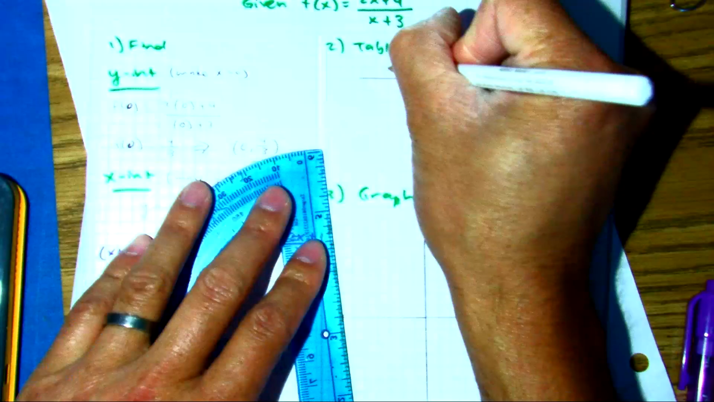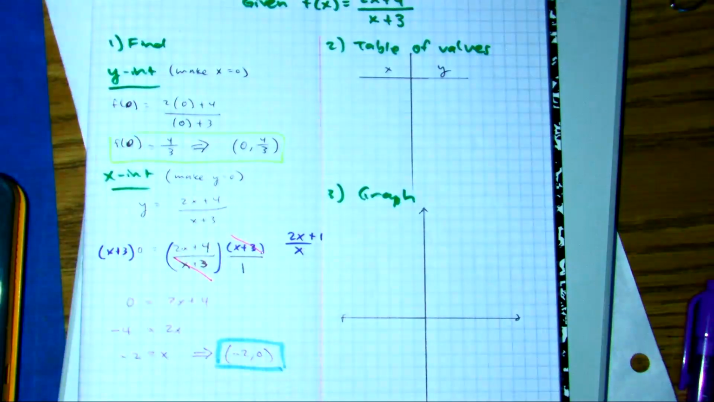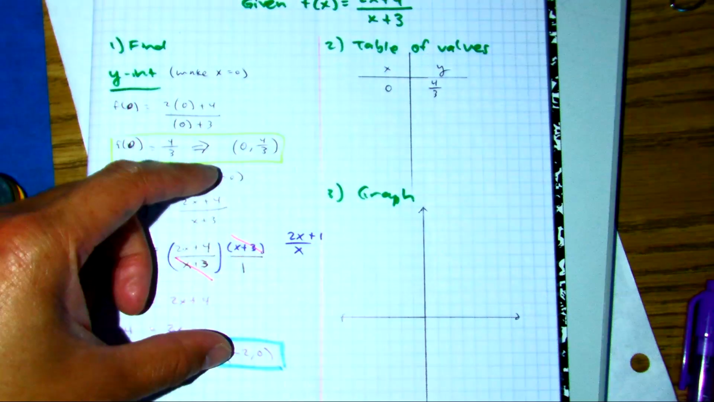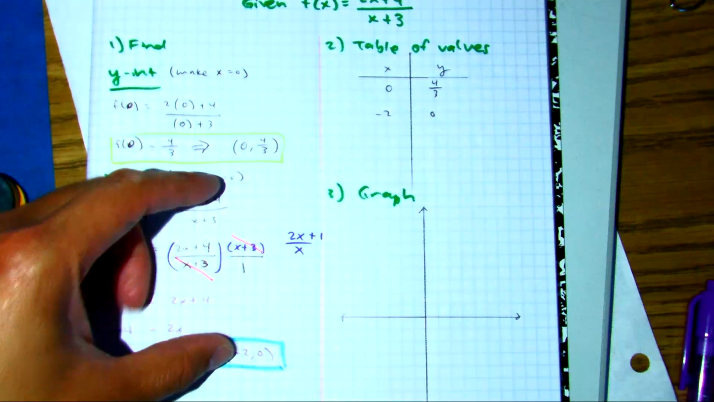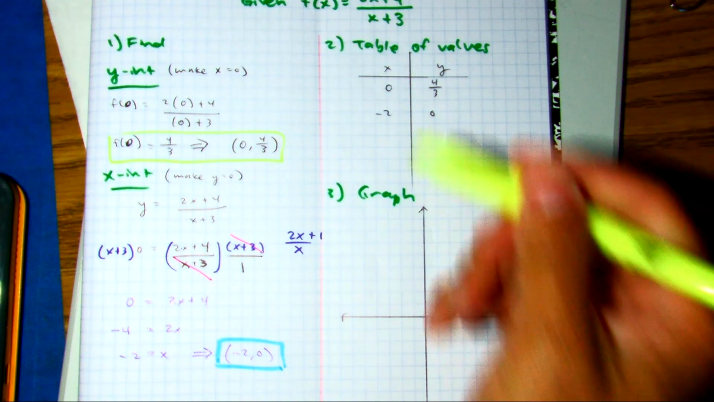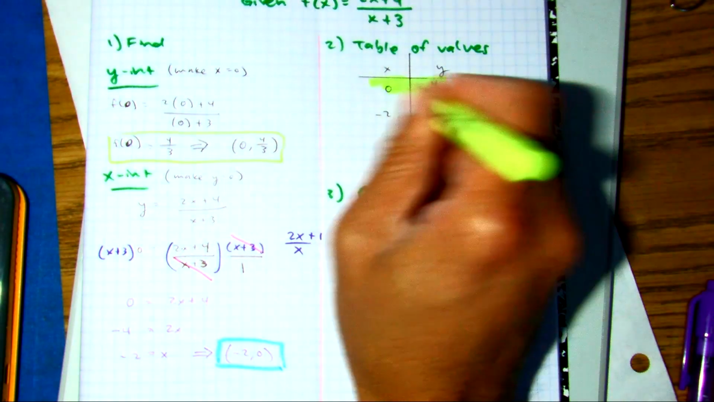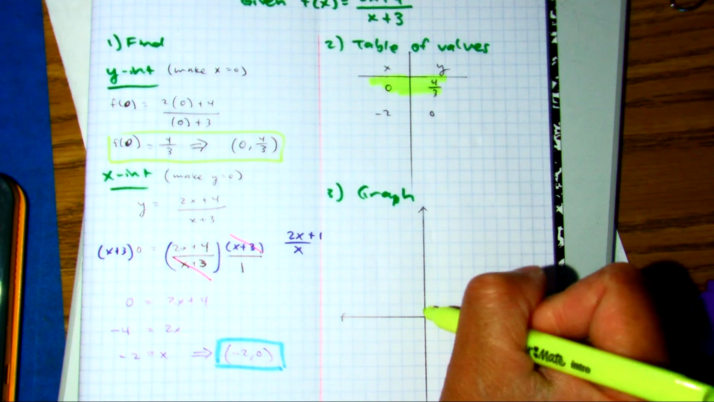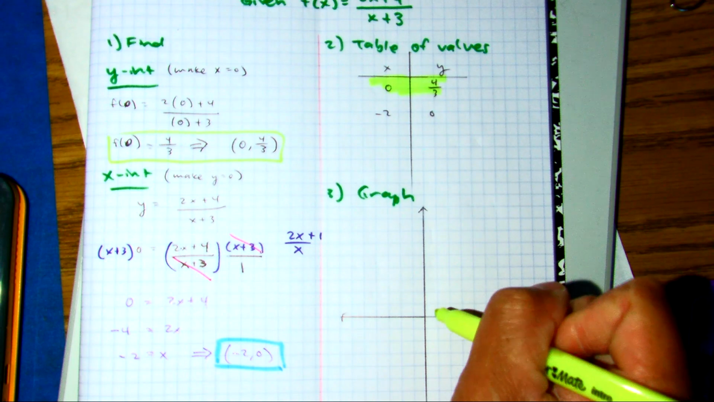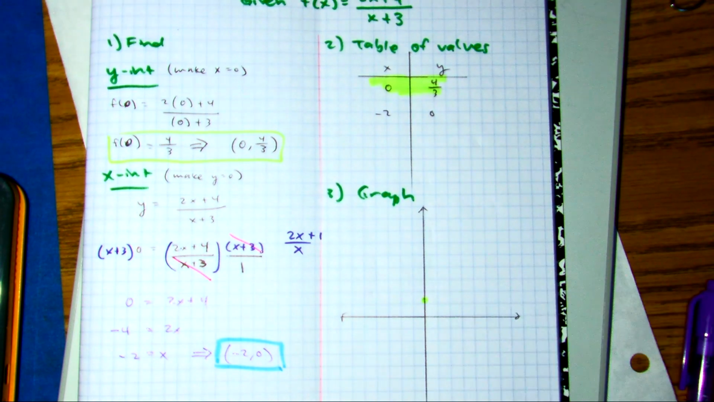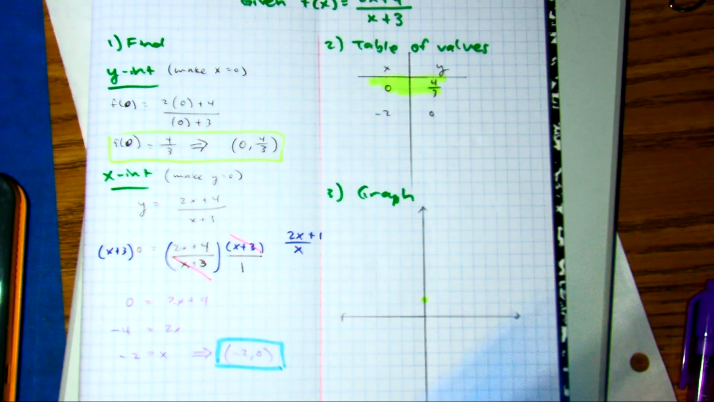Alright, so we have 0 and 4/3. I got negative 2, 0. Let's just put those points on our graph. Zero and 4/3. Is that more than 1 or less than 1? It's more than 1. And our blue, negative 2, 0. Right or left?